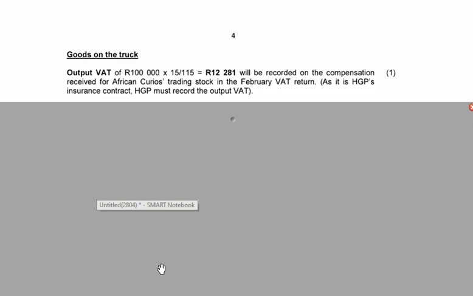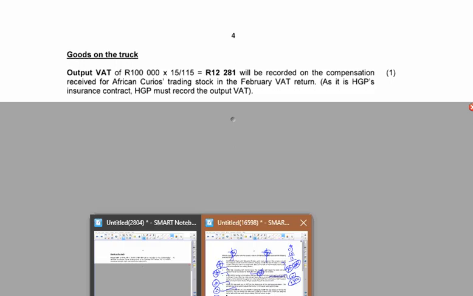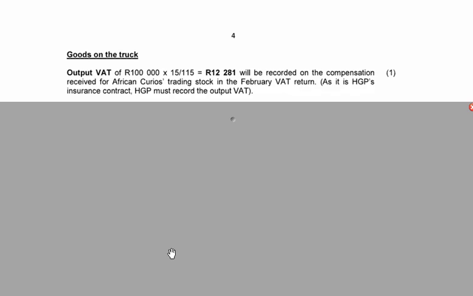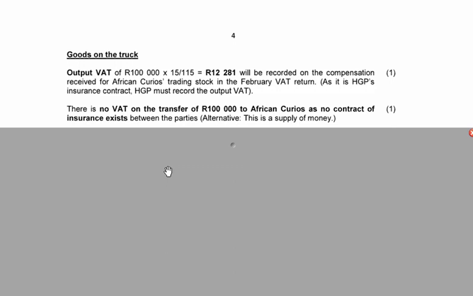And moving on with the question itself, what's going to happen? It then says you paid 100,000 to African Curios, even though there was no insurance contract between the companies. Now you're paying 100,000. You're not buying snow globes. You're not doing any of that. You're just saying, here's 100,000 Rand. It's a supply of cash. There is no VAT on the supply of cash when you give it. It's a supply of money when you do this.